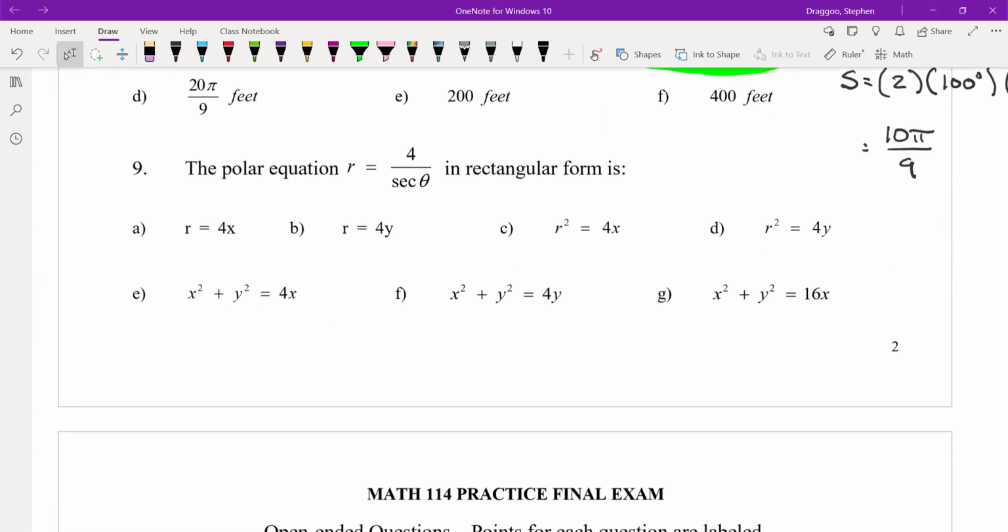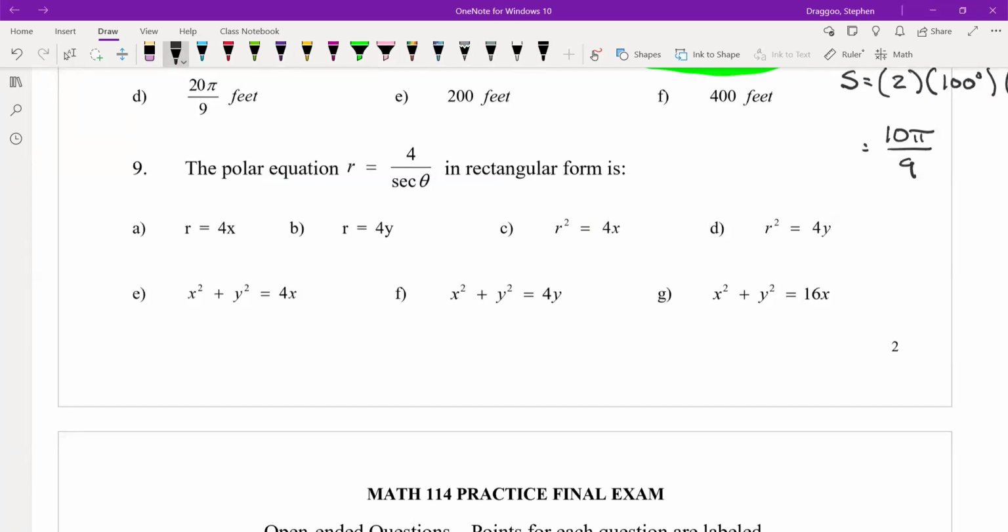Okay. And up next, back to some polar coordinates. So we're going to be given a polar equation, r equals 4 secant theta, and we want to turn that thing back into its rectangular form. So that means re-express this equation using x and y instead of r and theta. That's going to be our goal.